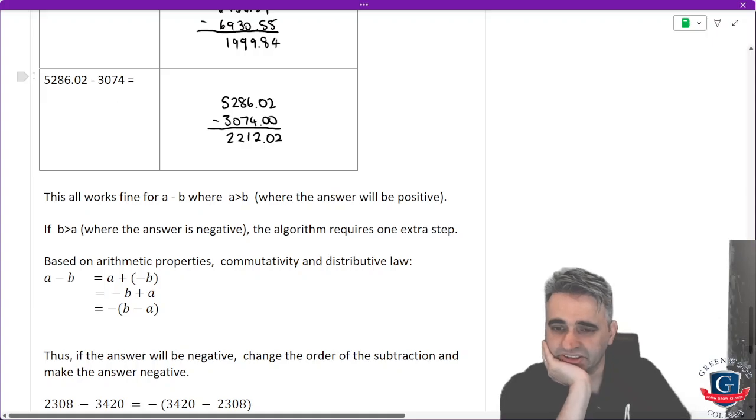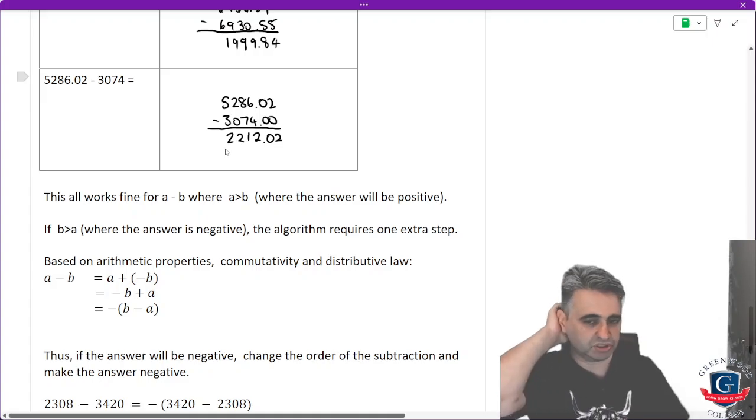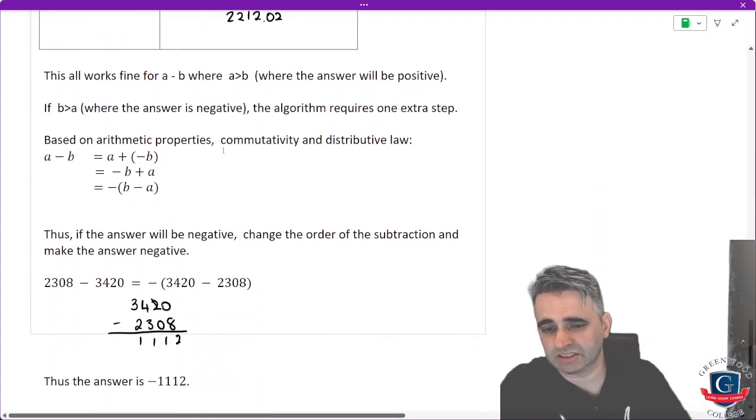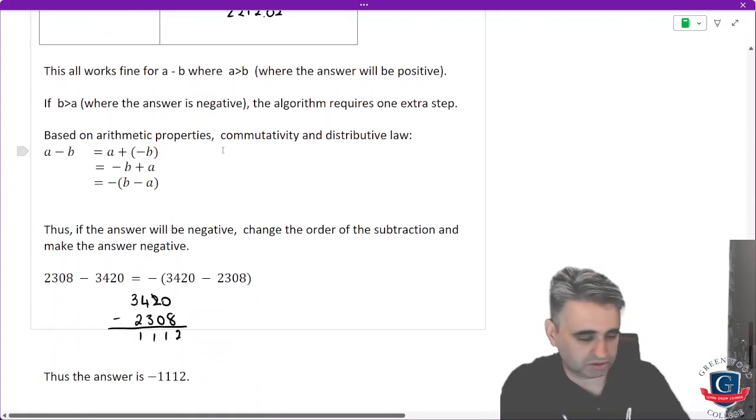Last one from this set. 5286.02 take 30.74. I need 2 more decimal places. That's the zeros. 0 from 2 is 2, 0 from 0 is 0, 4 from 6 is 2, 7 from 8 is 1, 0 from 2 is 2, and 3 from 5 is 2. And you can see that some are complex, some are not complex. No rhyme or reason, just be aware of how to do it all.